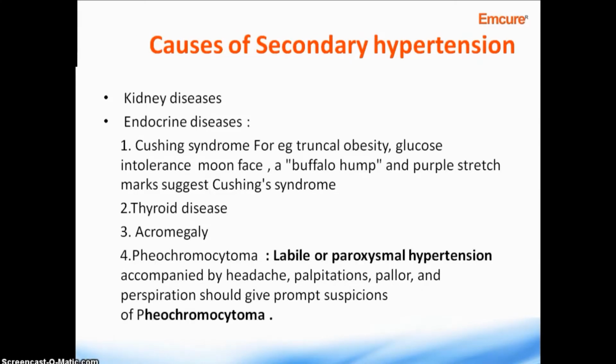Well, it can be due to other endocrine diseases, like Cushing syndrome, thyroid disease, acromegaly, and pheochromocytoma. Well, pheochromocytoma is indicated in cases of paroxysmal or labile hypertension, which is accompanied by headache, palpitations, pallor, perspiration, and this all should give you a prompt suspicion that the patient is suffering from pheochromocytoma.